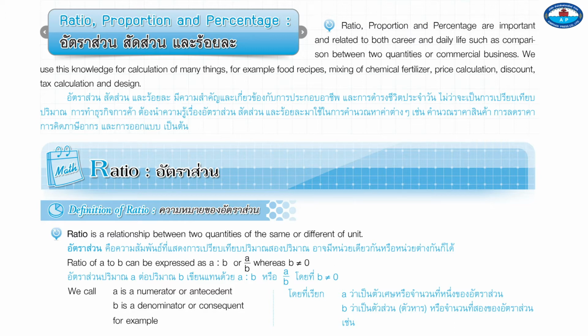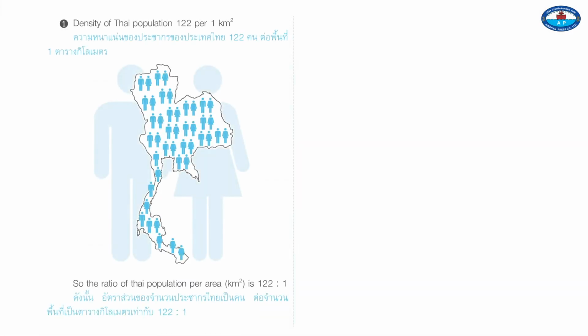For example, 1. Density of Thai population, 122 per 1 kilometer squared. So the ratio of Thai population per area, kilometer squared, is 122:1.